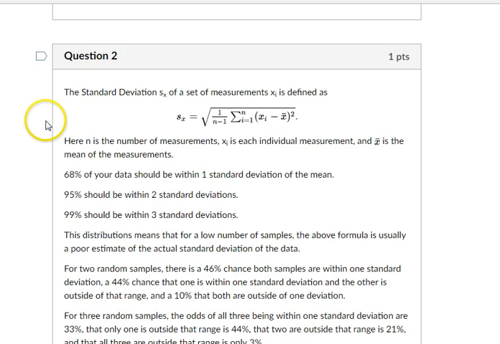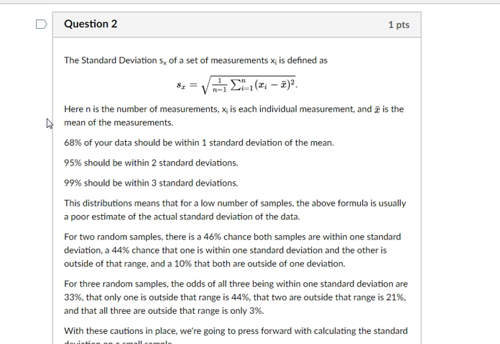Okay, the second problem. The second problem is the standard deviation, or standard error as we calculate it, and this is the n-1 version. There are several different ways of calculating this, or several different versions of standard error. This is the one we're going to go with today. So S sub x is the square root of 1 over n minus 1, the sum from 1 to n of x sub i minus the mean, squared. It's important that you note that we're squaring the difference between the value and the mean.